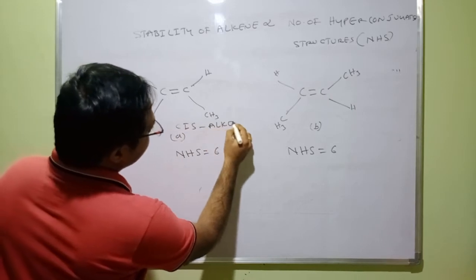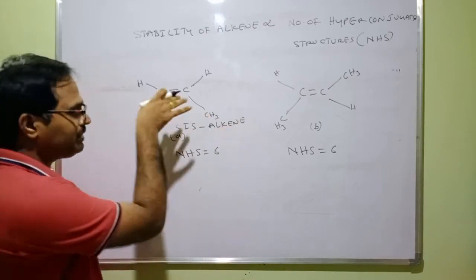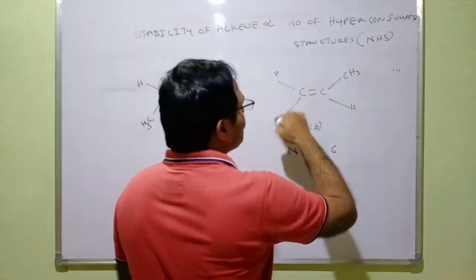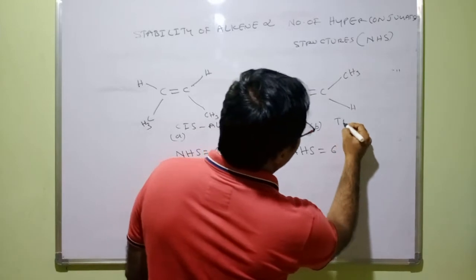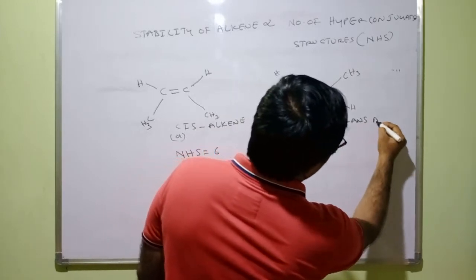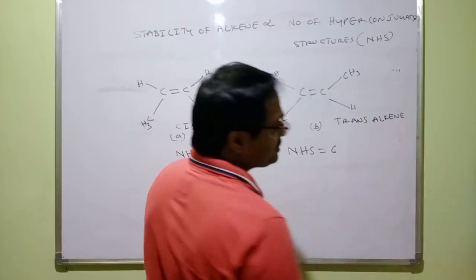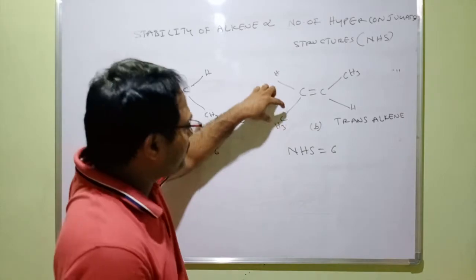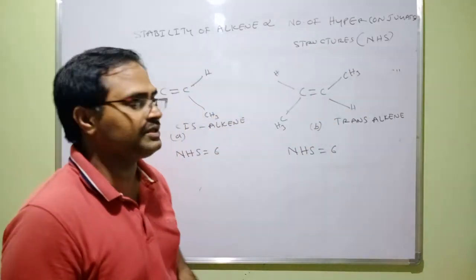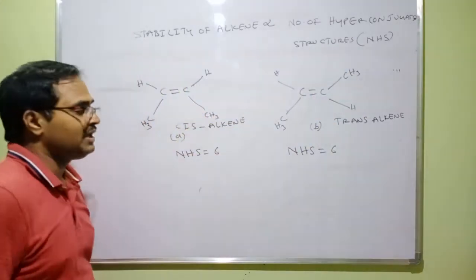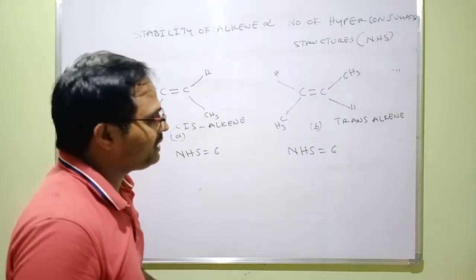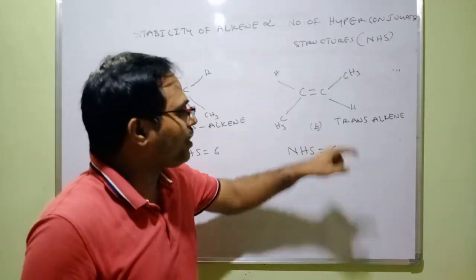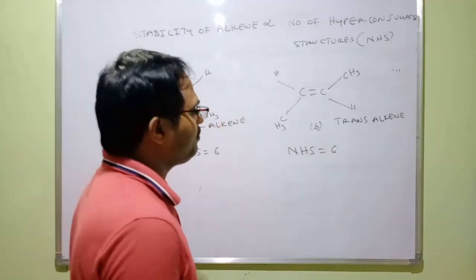When the same kind of groups are oriented on the same side, we say that alkene is cis alkene. If the same kind of groups are oriented in the opposite direction, then the alkene is labeled as trans alkene. In general, trans alkenes are more stable, because the bulky groups are opposite to each other. Here, in cis alkene, bulky groups are close to each other, so more repulsions will be there. In trans alkenes, less repulsions will be there. So therefore trans would be more stable.